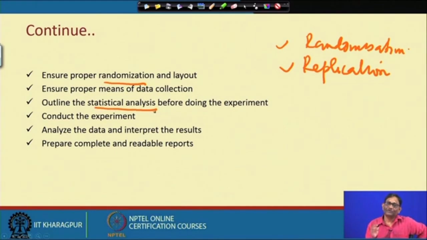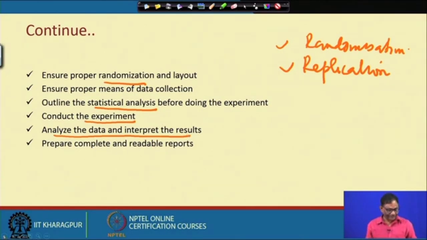As you require to do statistical analysis of the data that will be obtained from the experiment, you should not wait till the data is available. Before the experiment, you must be well equipped with what kind of data you are going to gather out of the experiment and what kind of analysis will fit that data. Some outline you must have, then you will do the experiment, then analyze the data and interpret the result, and prepare complete and readable reports.